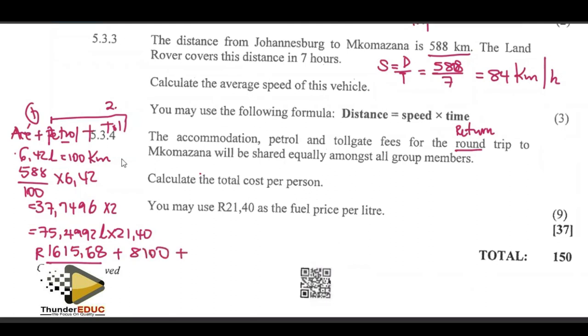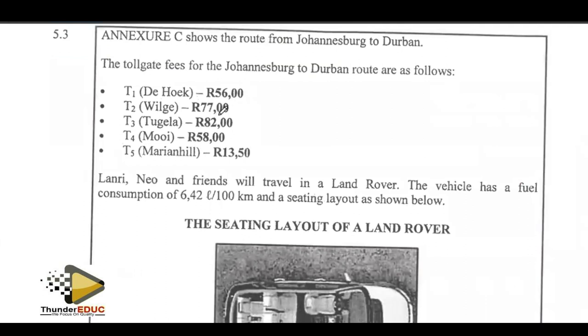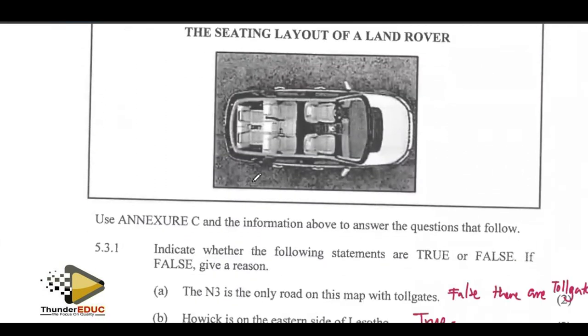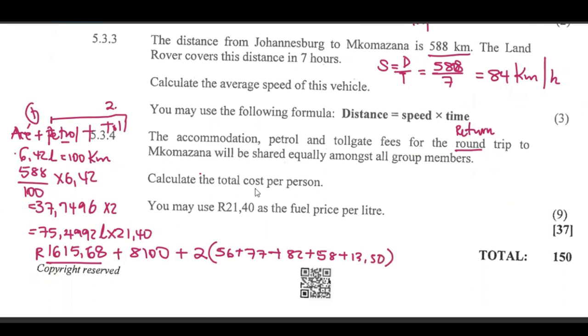This is petrol, plus accommodation, which is 8,100. Then we are going to add on the toll gates. We are going to add these amounts here, 2 times 56 plus 77 plus 82 plus 58 plus 13.5. We are saying we are going to add all these values. How much are you paying for that? You would have paid 573. Everything, yeah.